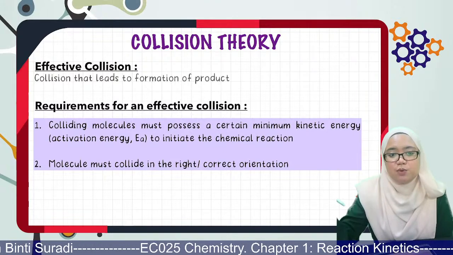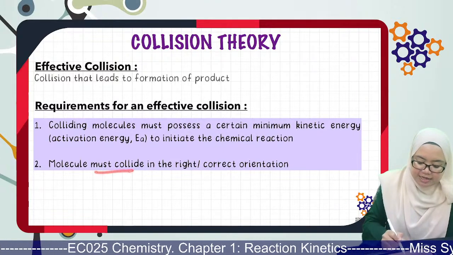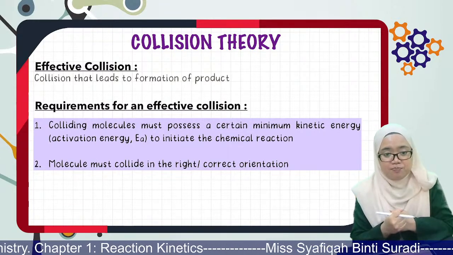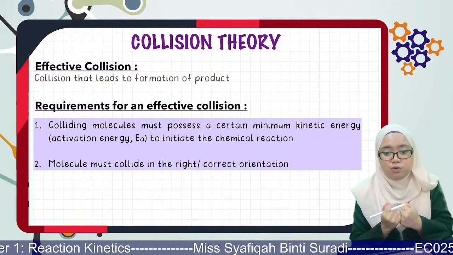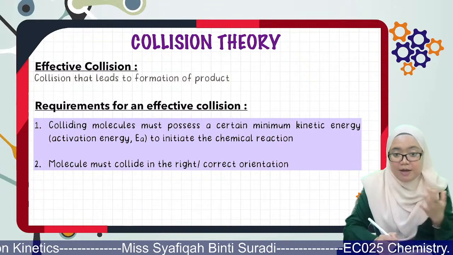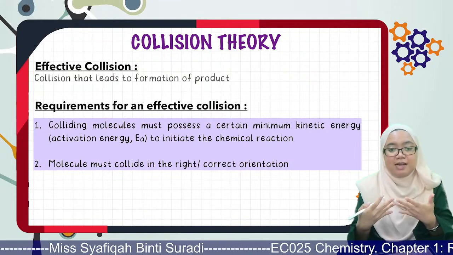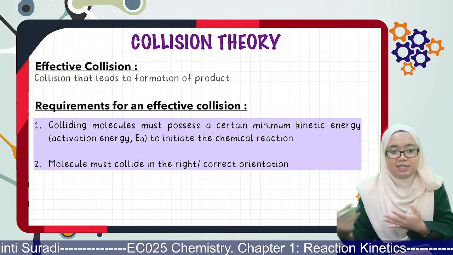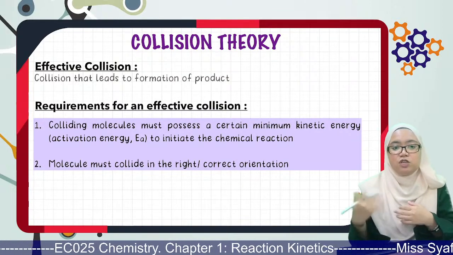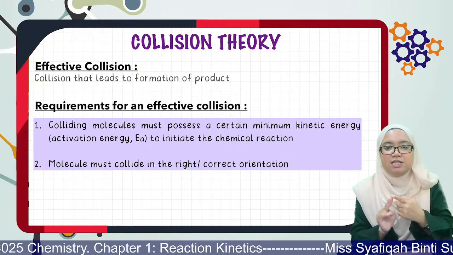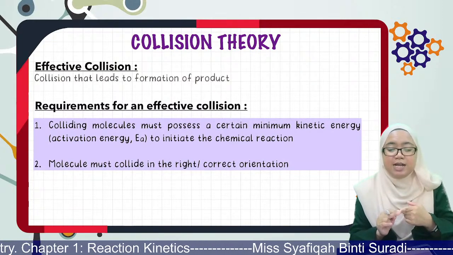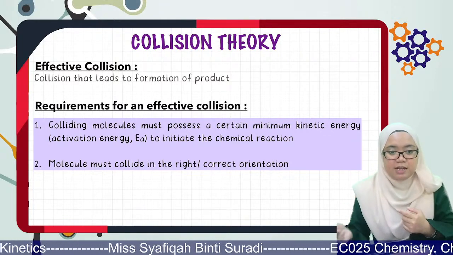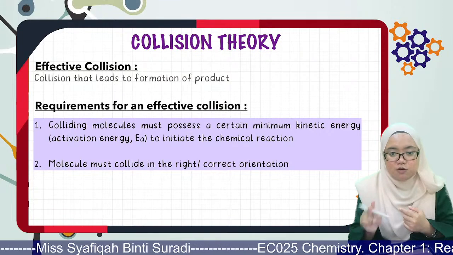Okay, and the second one is that the molecule must collide in the correct orientation. So kalau dia collide, dia ada cukup energy, okay, tapi dia punya orientation tu tak betul. Maksudnya kalau awak buat puzzle kan, puzzle awak tu awak sambung salah, dia tak ngam. Jadi dia tak boleh nak form produk juga, dia tak akan membuahkan hasil. So untuk adanya effective collision mesti ada dua. Yang pertama, dia have certain minimum kinetic energy where dia ada equal or greater than EA untuk form produk, dan yang kedua dia mesti collide in correct orientation.